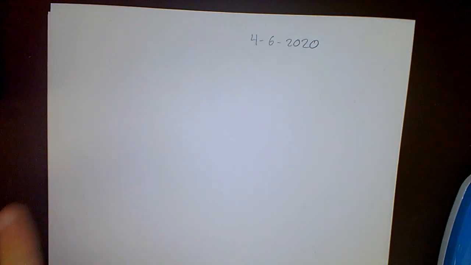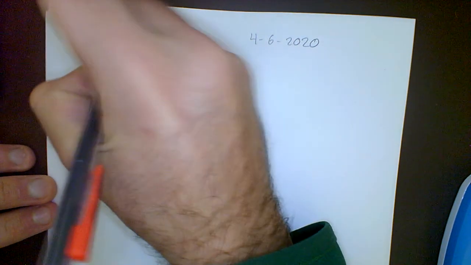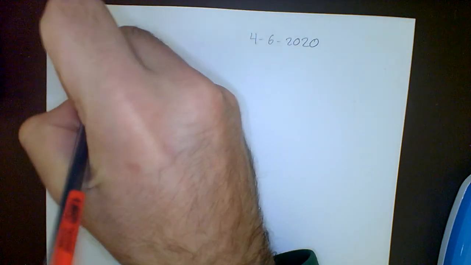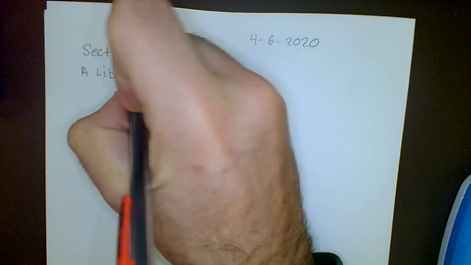Today we're going to be talking about section 2.6. This one's called a library of functions.